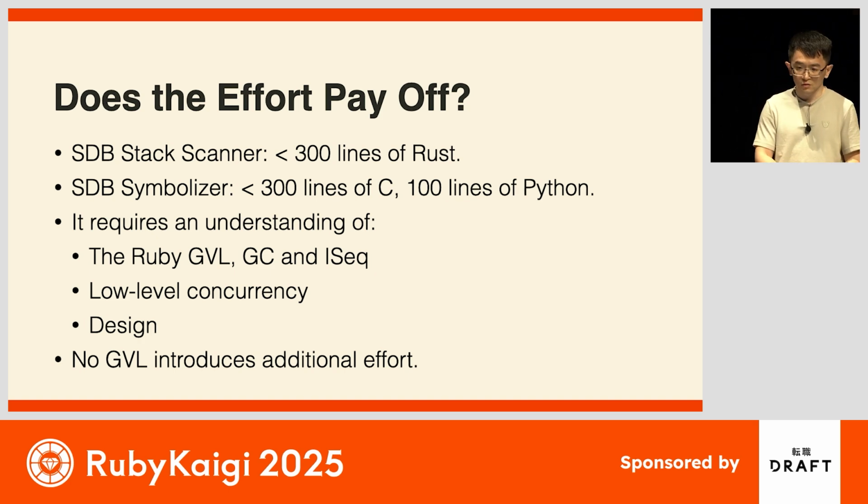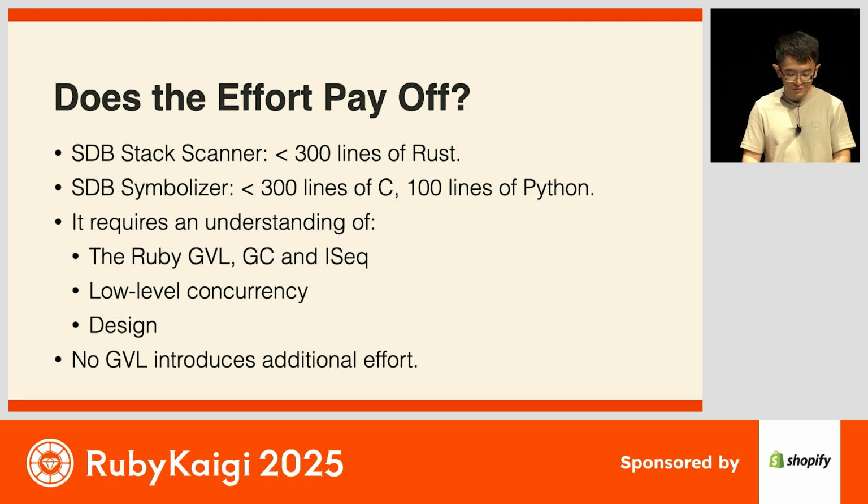But to read it, we need to understand several things under the hood. I mean, we need to understand the GVL, the GC, the sequence, and a little bit about low-level concurrency. After that, we need to make the design and the trade-off. So, to be honest, going without the GVL introduces additional effort. Yet, different people may have different standards about whether this effort is deserved or not. So I can't answer it directly.